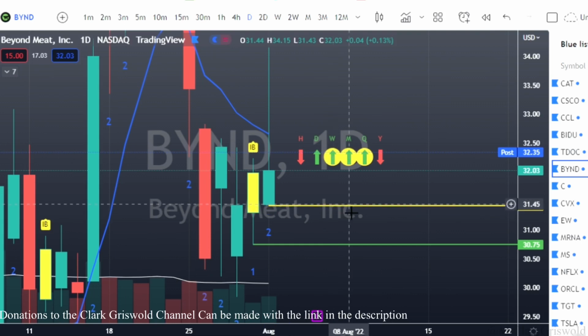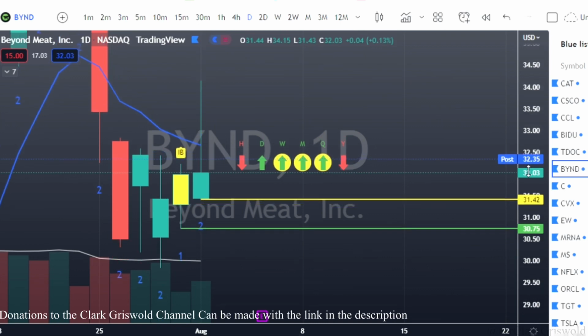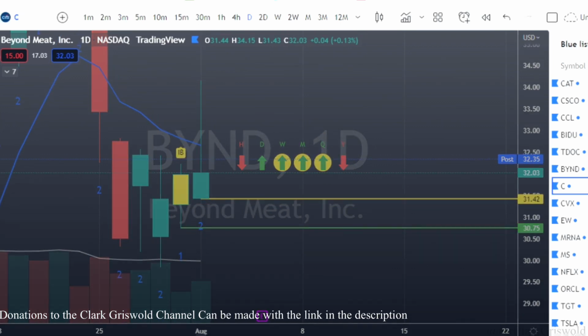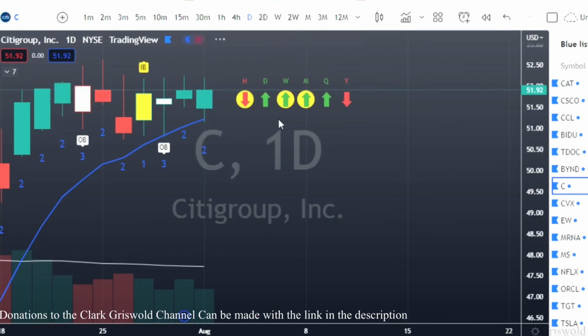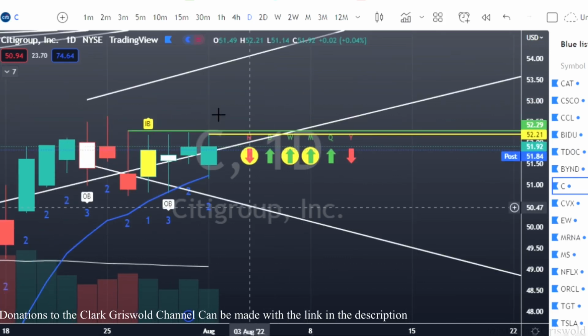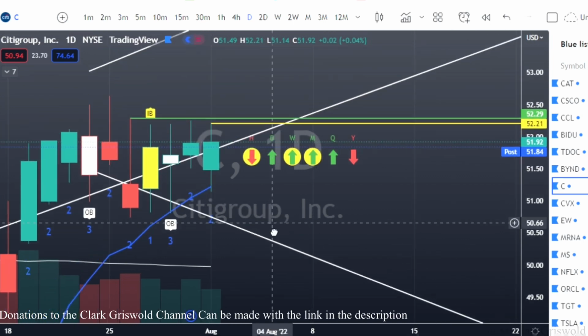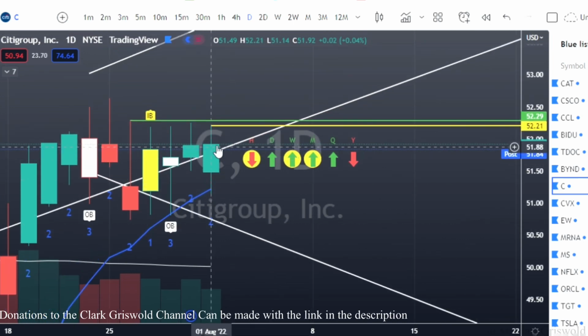There we go. Triggers for puts, 31.42 on Beyond Meat. C is Citigroup. Citigroup, 2 down, finish green. I'm looking for that 2-2 reversal on a Tuesday, as Rob Smith would say it. 2-2 on a Tuesday. Calls at 52.51.